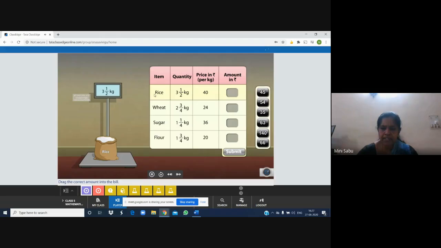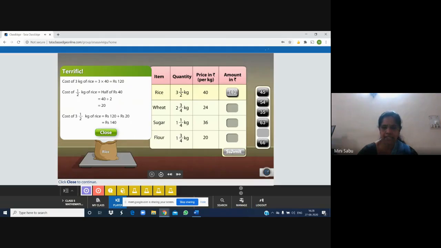Okay, here rice 3.5 kilograms she is buying. So 1 kilogram costs 40 rupees and 3 kilograms cost 40 into 3. Easy multiplication, 120 rupees. 40 into 3 is 120 rupees plus half kilogram 20 rupees. So 120 plus 20, 140 rupees. Let me drag it and keep it here. Okay, and submit. Yes. Terrific.